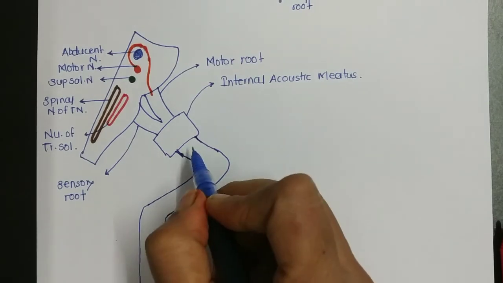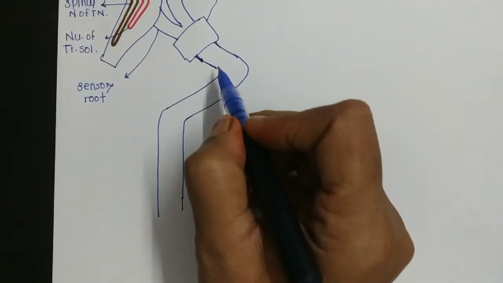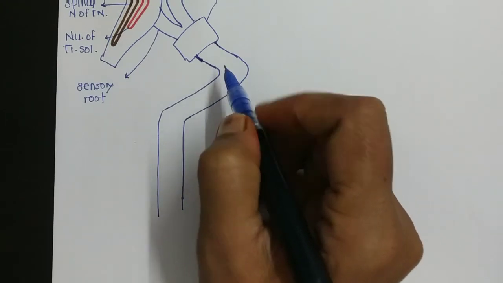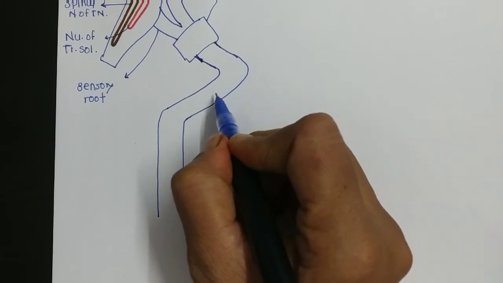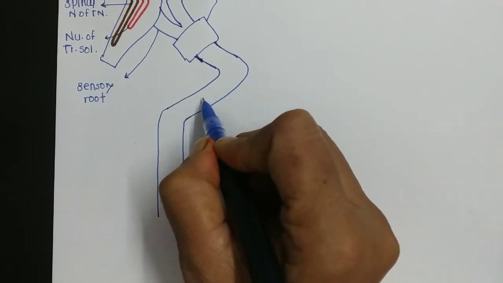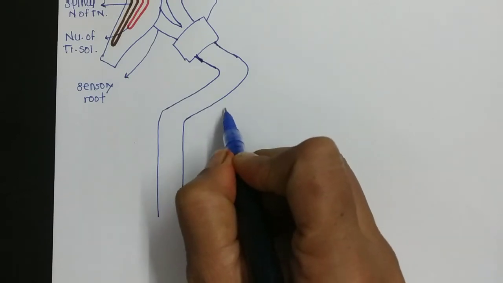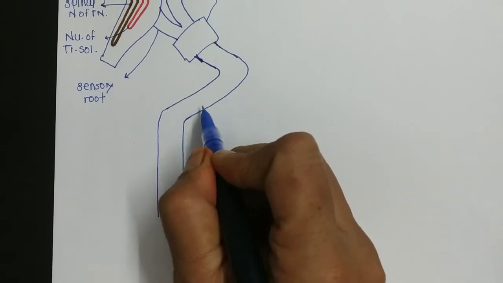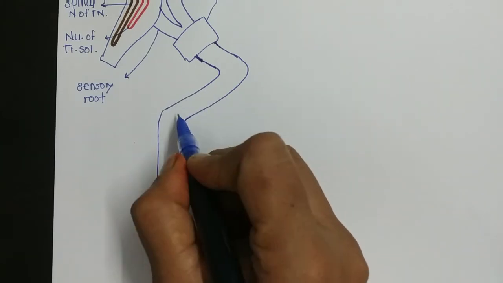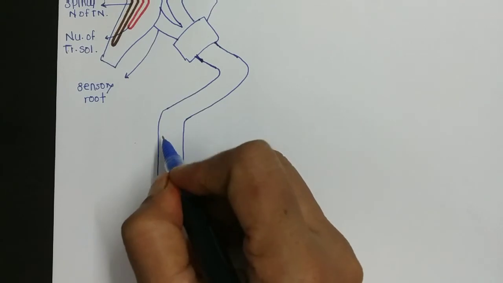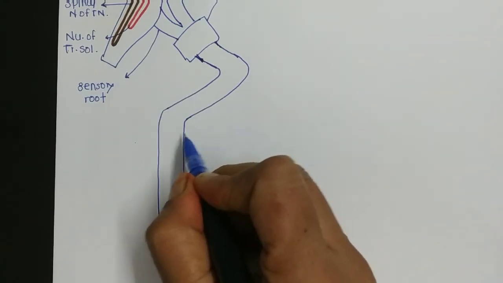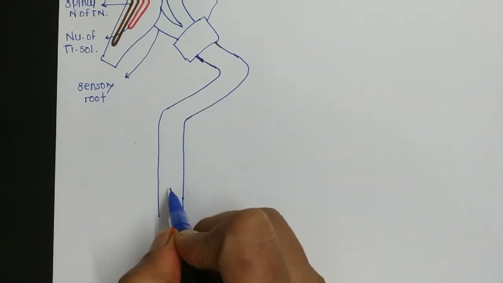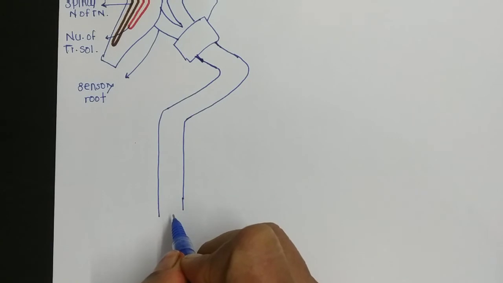The first part is directed laterally above the vestibule. The second part is directed backward and it forms a short arch over the promontory. So here lies the promontory and here it forms a short arch over the promontory. The third part is directed vertically downward behind the promontory. So here is the promontory and behind the promontory it is directed vertically downward.